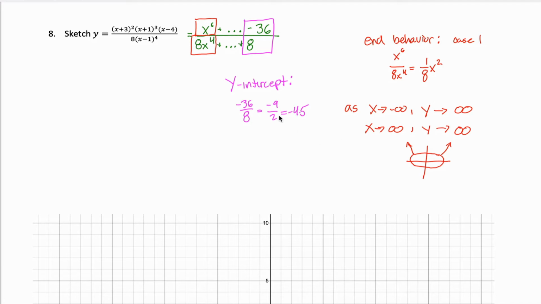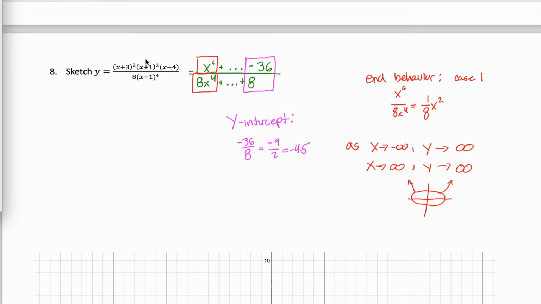All right, I got the end behavior, I got the y-intercept. What's left? What's left are the things that are kind of like x-intercepts. Remember, we have 3 different cases. We're looking for numbers that make the top 0, but do not make the bottom 0. We're looking for numbers that make both the top and the bottom 0. And then we're looking for numbers that make the bottom 0, but do not make the top 0.